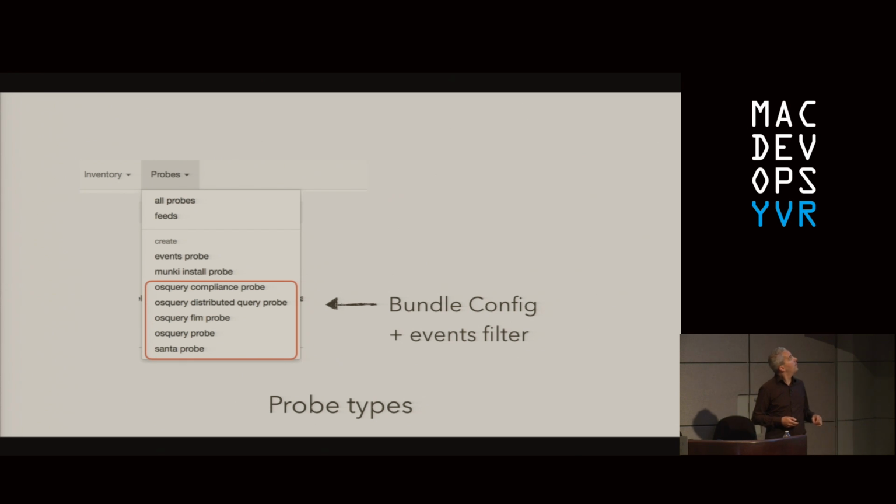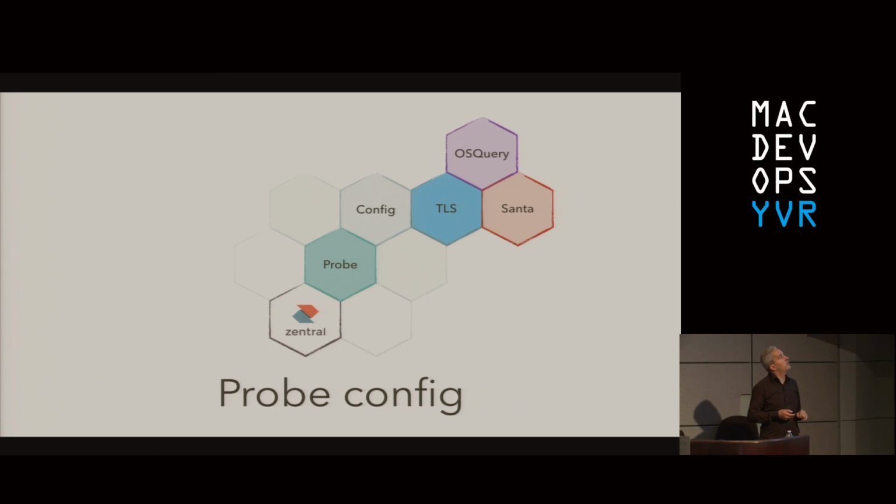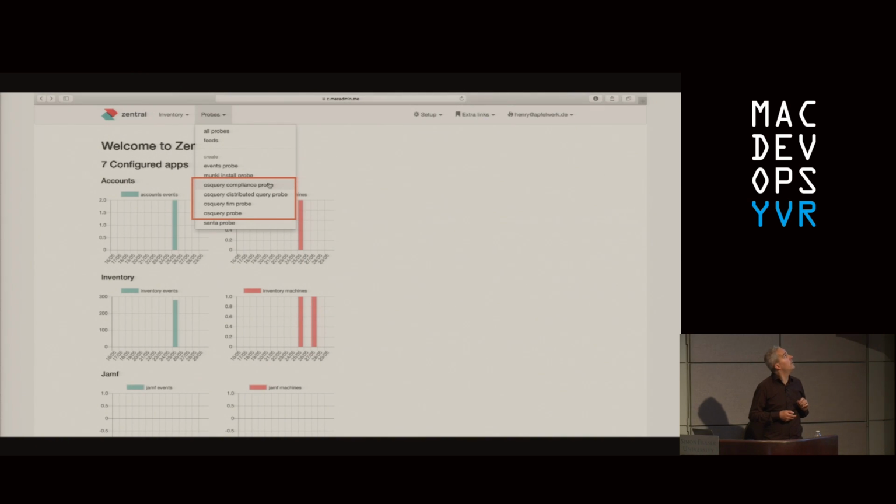Sorry, I've probably made a typo there, but it's OSQuery and Santa. And as shown, we configure a dynamic information for the endpoints, and we provide them via TLS to OSQuery and Santa. Let's have a look at this.